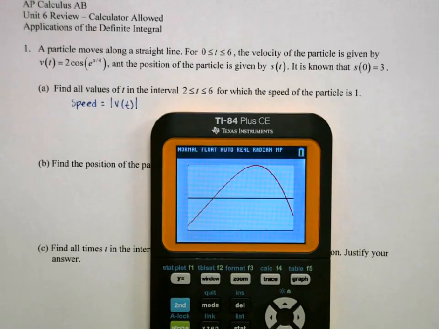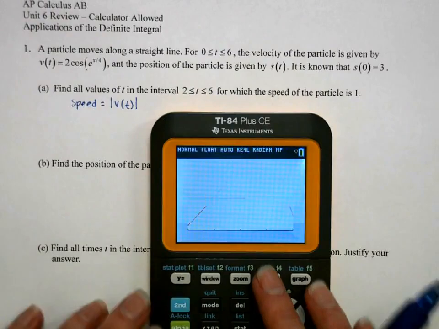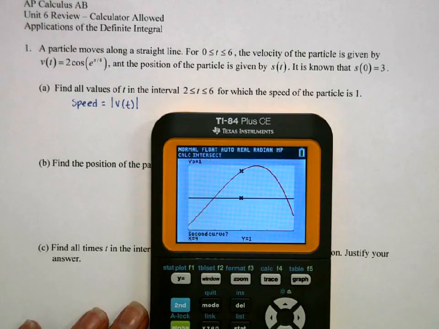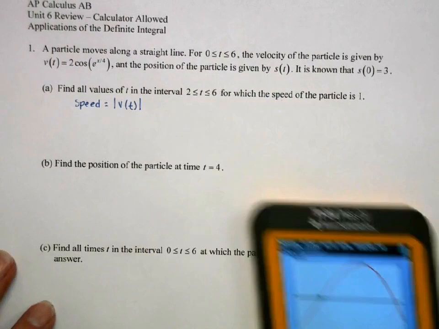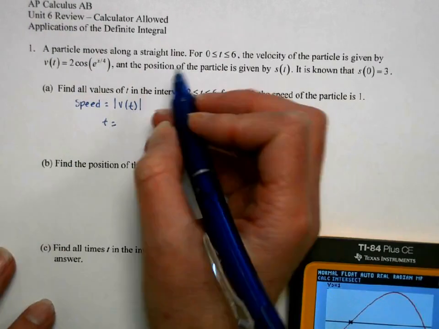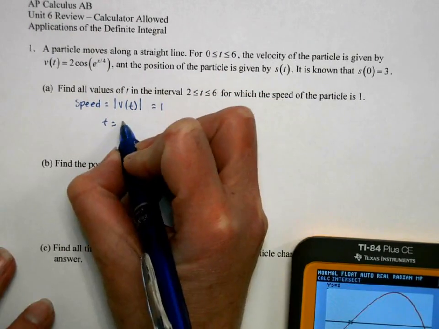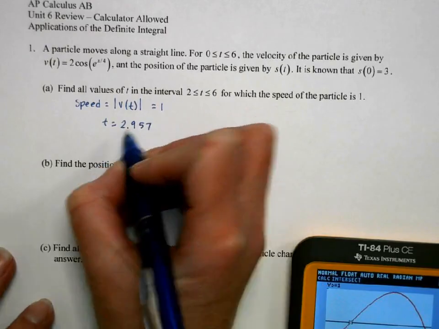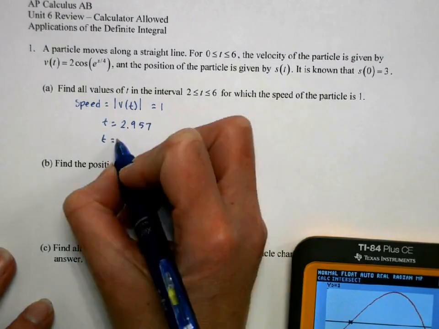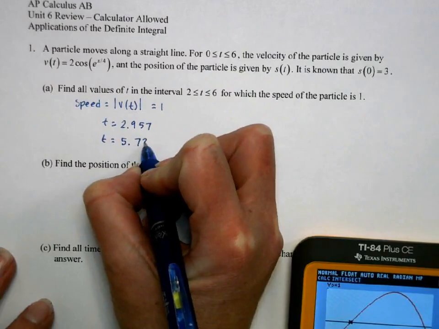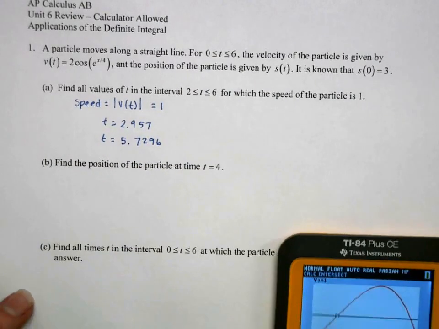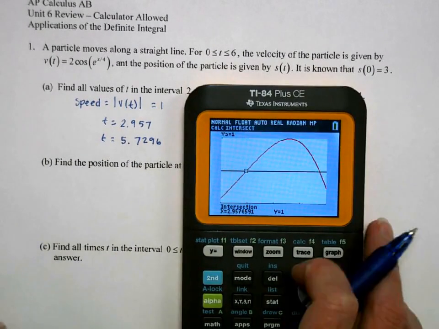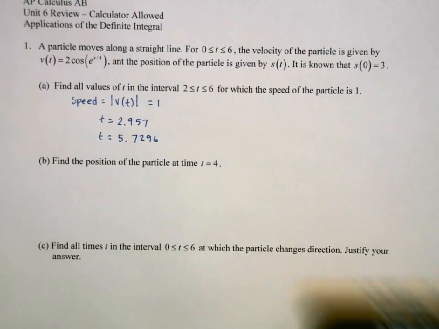Okay, so there are two values where my speed is going to equal 1, and it's going to be at these two locations. I'm going to calculate the intersection. First curve, second curve, and then we'll guess. Okay, so our first value, where we want this to equal 1, is 2.957. My second value is 5.7296. So we always want 3 decimals, more is better. So those are those two locations.